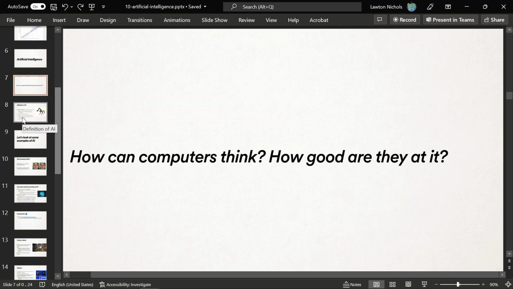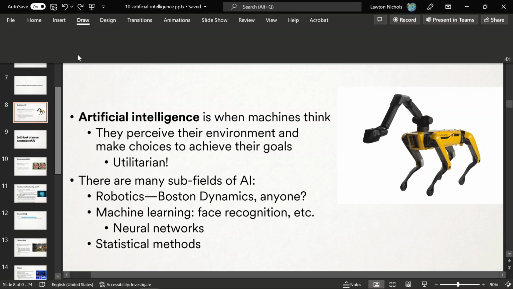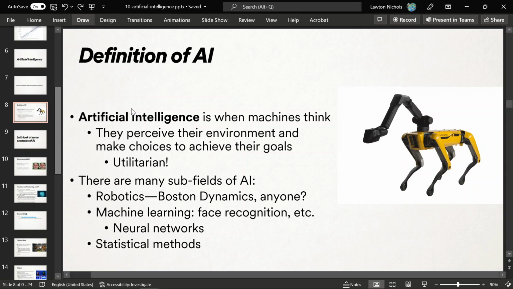So first of all, let's figure out what in the world is artificial intelligence, or AI for short. Well, it really is just when machines think. So you give them some sort of way of noticing something. They are able to perceive their environment. Maybe they have a camera or a sensor or a microphone, whatever senses you give them. They perceive their environment based on those sensors, and they make choices, right? Perceive environment, make choices to achieve their goals.